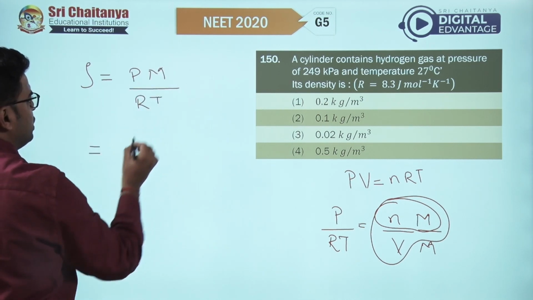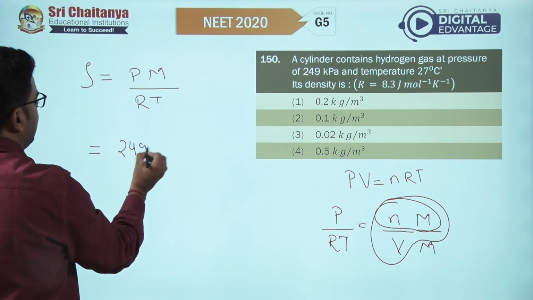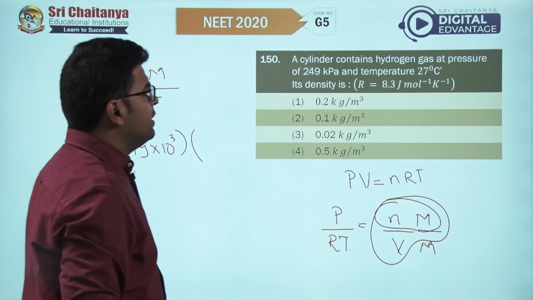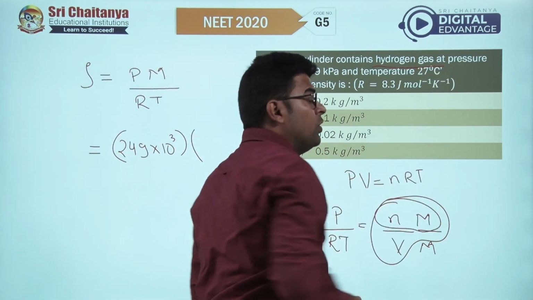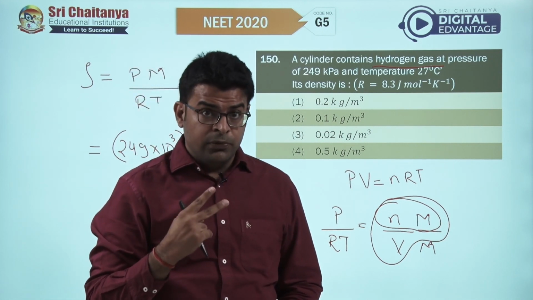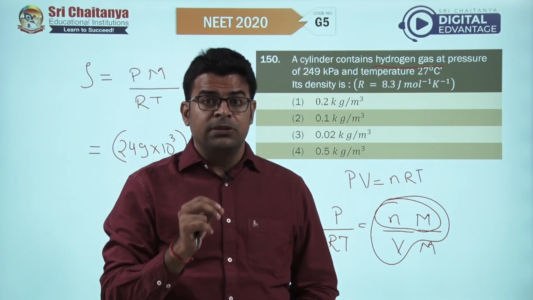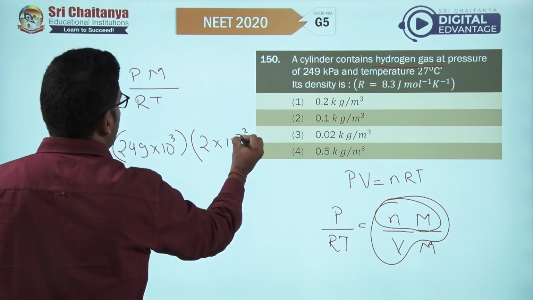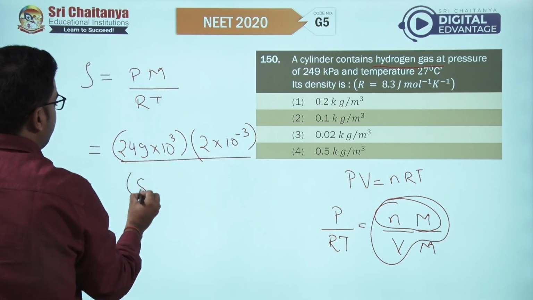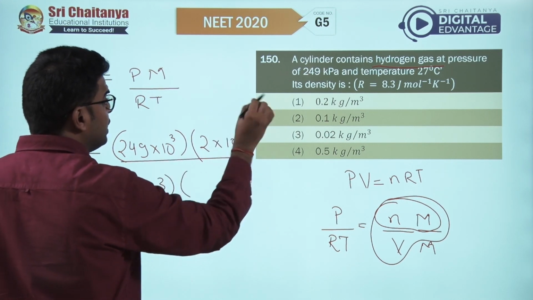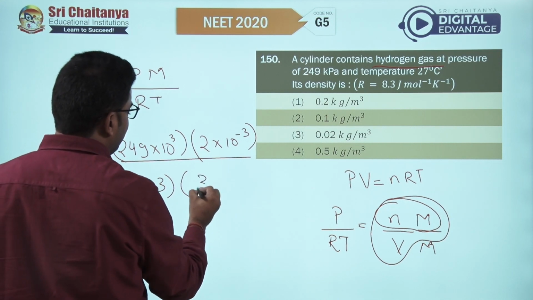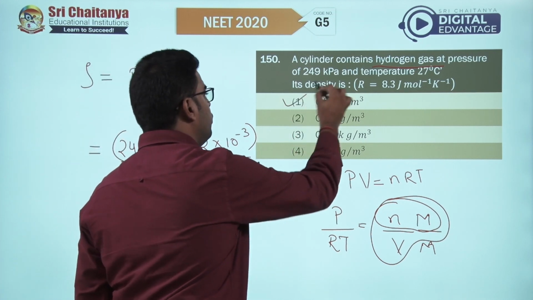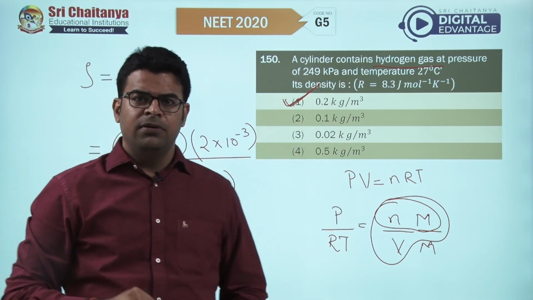The pressure in the question is given as 249 kilopascal, so 249 into 10 raised to the power of 3. Molar mass of the gas: the gas here is hydrogen gas. So hydrogen gas has got molar mass of 2 gram, but you should not substitute 2 here. You should substitute in SI system. So write here 2 into 10 raised to the power of minus 3 upon RT. R is given as 8.3 and temperature is 27 degrees centigrade. 27 degrees centigrade is 300 Kelvin. So on solving, you will get the answer to be 0.2 kilogram per meter cube.